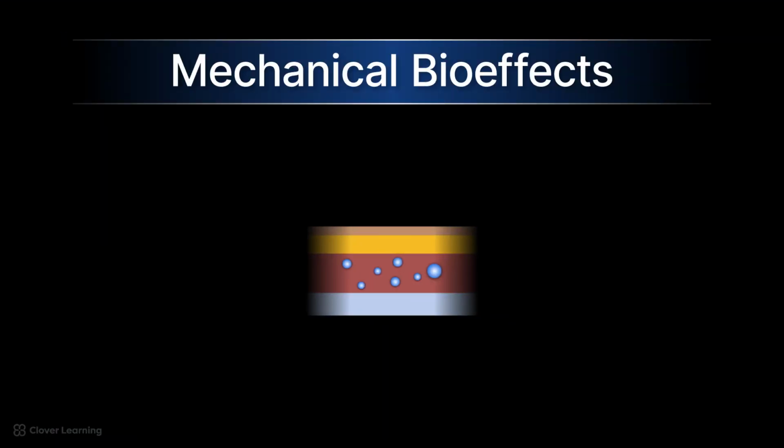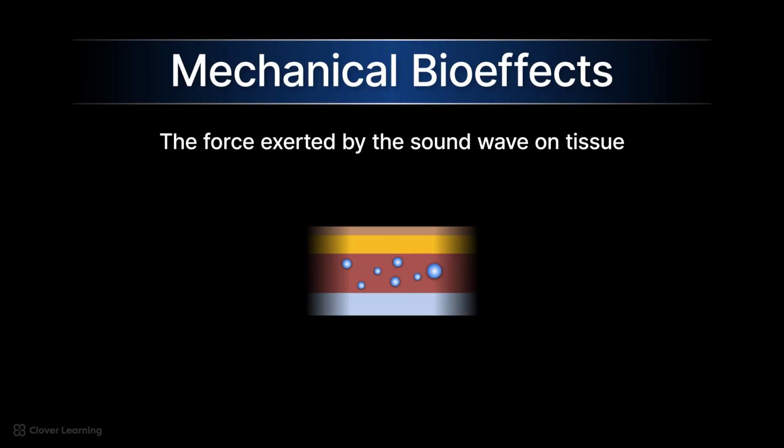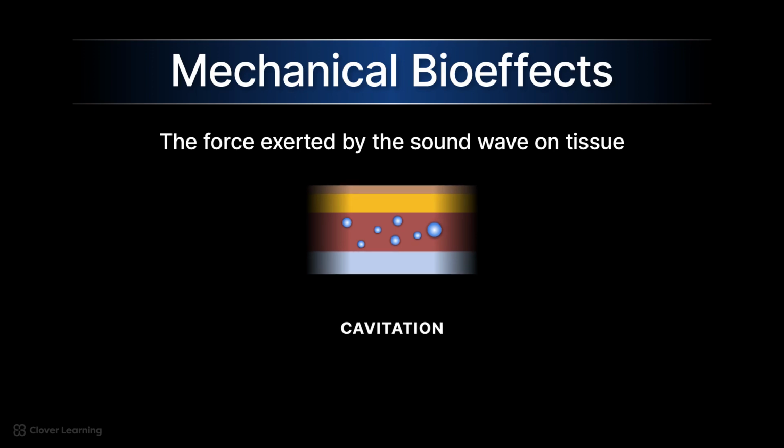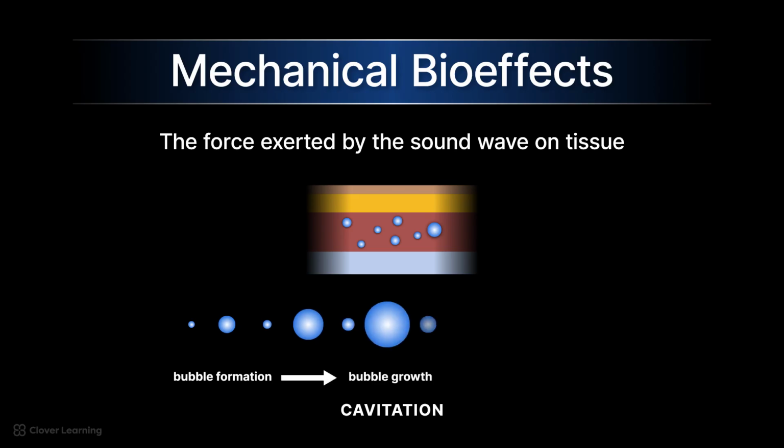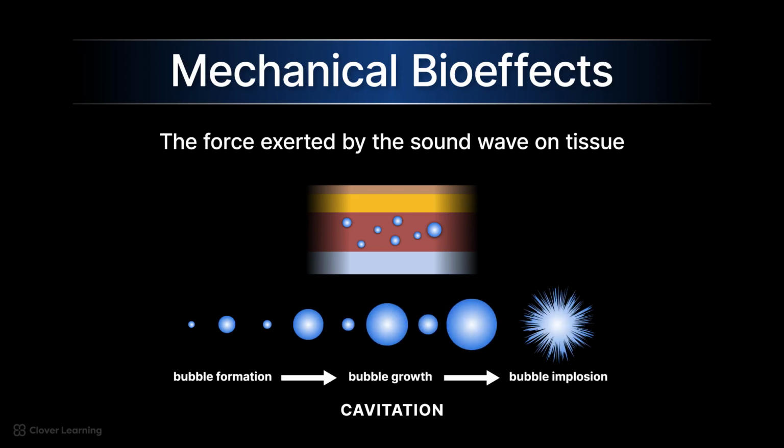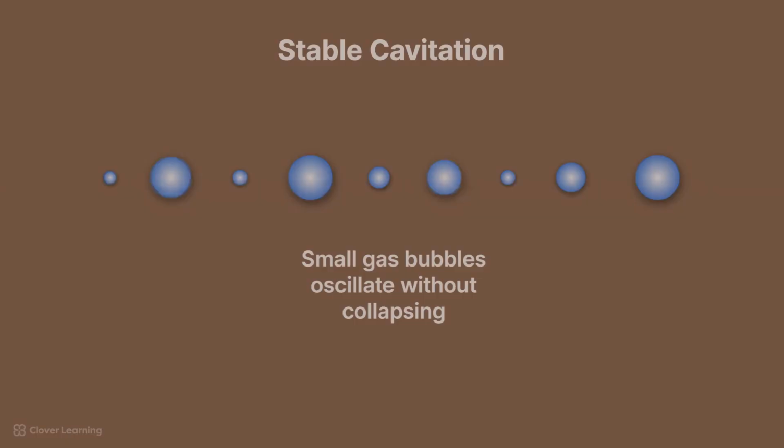Mechanical bioeffects result from the physical interaction between ultrasound waves and tissue structures. The primary mechanical effect of concern is cavitation, which occurs when gas bubbles created by sound waves within tissues expand and collapse due to variations in acoustic pressure. Cavitation can be classified into two types: stable and transient.